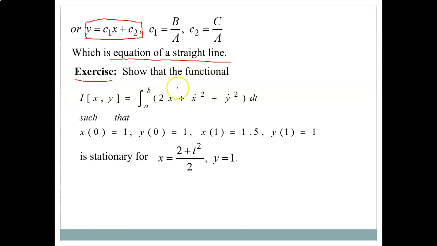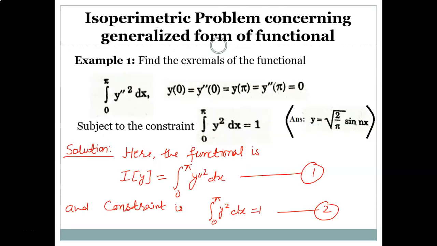Show that the functional I[x, y] from a to b of 2x + x dot square + y dot square dt, such that the boundary conditions are given, this is 1.5, is stationary for x equal to this and y equal to this. Means when you find the extremal, then you will obtain x equal to this and y equal to this. So we try this exercise.